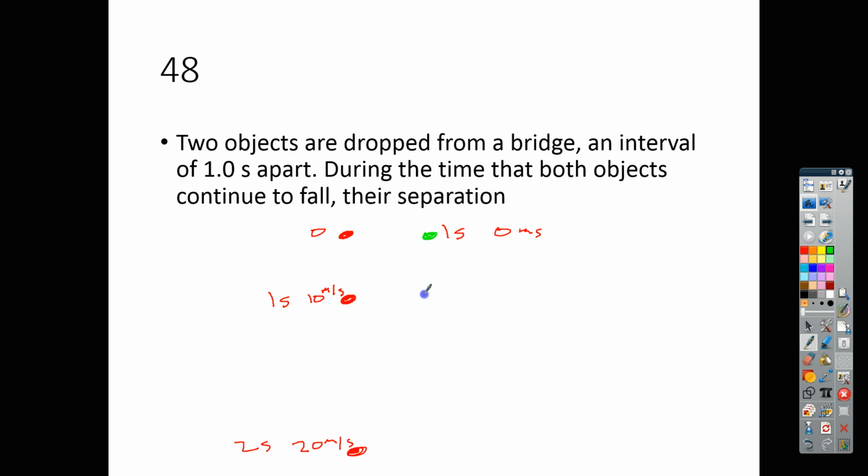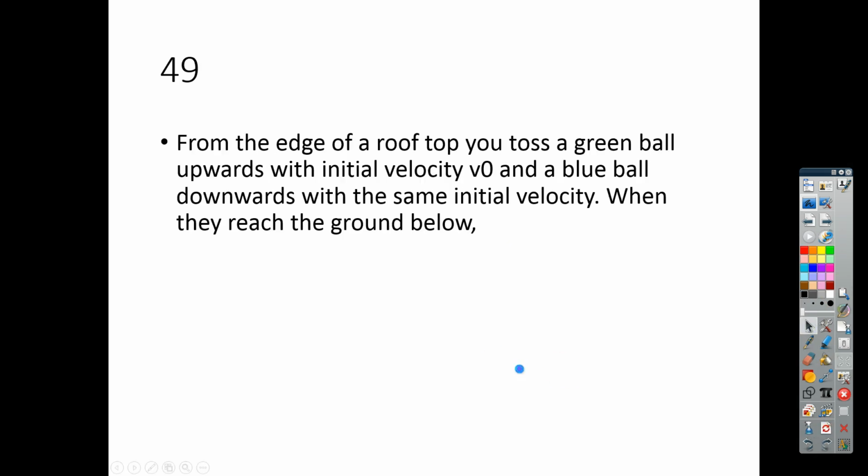For the green ball at 2 seconds, we are right here. And we're now going 10 meters per second. So you see that the distance here is much smaller than the distance here. So they will continually get further apart, so their separation increases. That's number 48. Let's go ahead and look at number 49.